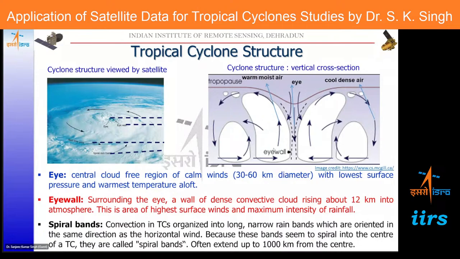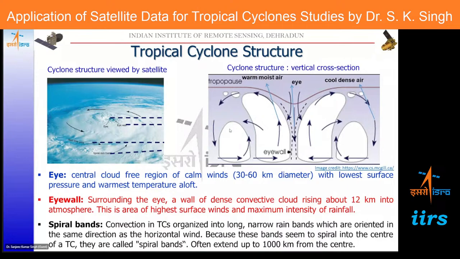Surrounding the eye is a dense convective cloud that is called the eye wall. The eye wall can extend up to 10 to 12 kilometers in the troposphere, and it is the region where the highest surface wind and maximum intensity of rainfall exist. So the eye wall is the region where, if a cyclone hits, it can cause more damage.